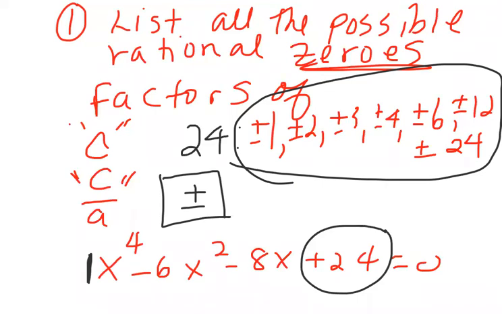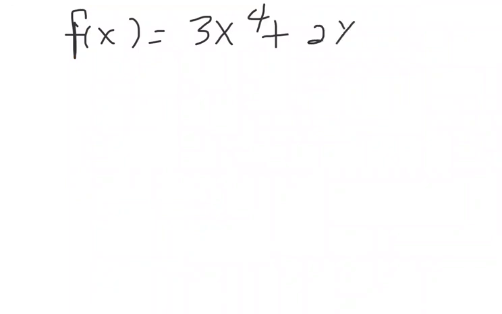So let me do one that's similar to what you might see on the test. And this one right here is f of x equals 3x to the fourth plus 2x squared plus 5. Now, this is an example of a problem you could encounter on the test as well as on the final exam.